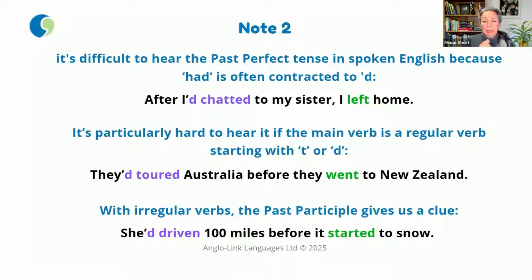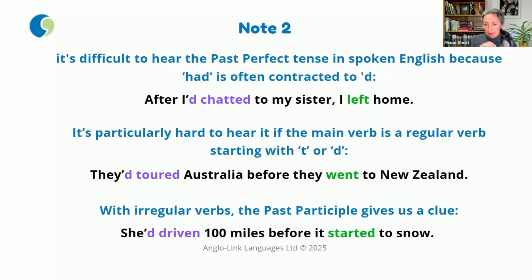And it's particularly hard to hear this d if the main verb is a regular verb starting with the sounds t or d. For example, they'd toured. No one will say they'd toured. The two sounds merge. It's they toured. They toured Australia before they went to New Zealand.